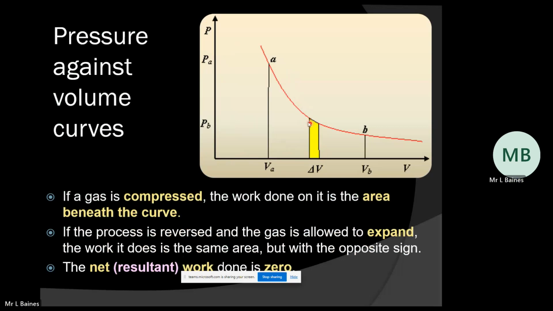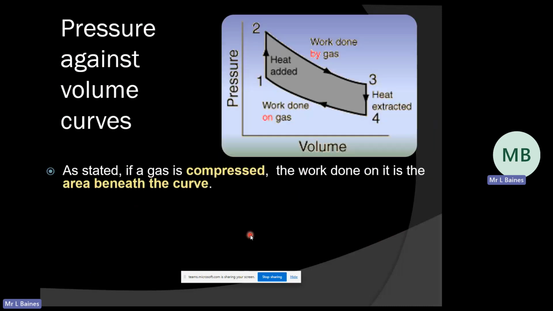If I go between those 2 points, all right, so if I compress it up to that higher volume and then allow it to go back, and it follows that same line, the net work done is 0. I have to put in the same amount of work that I get out when it expands initially.